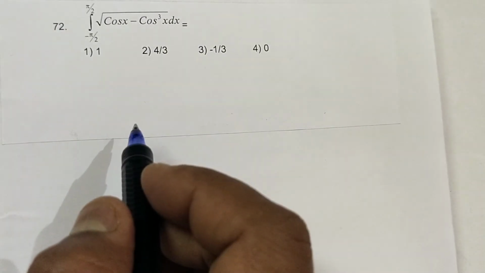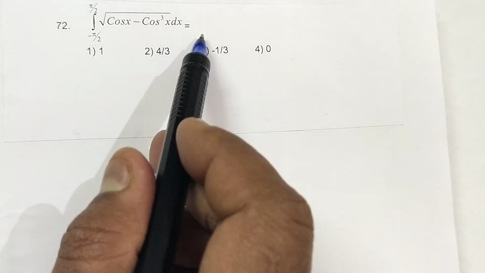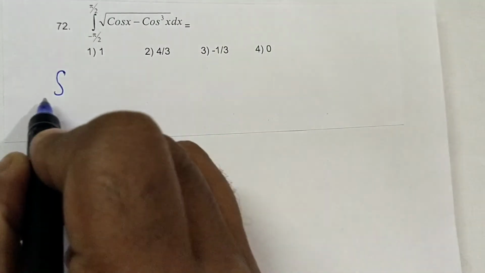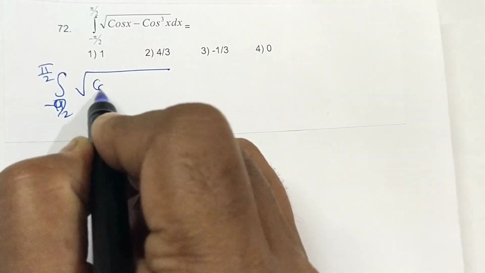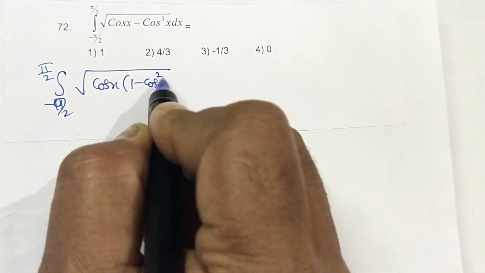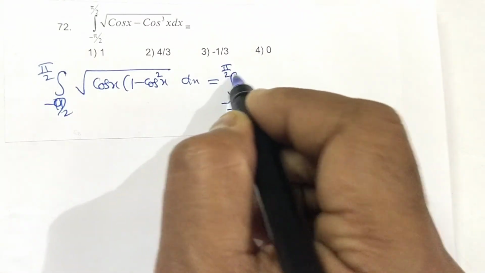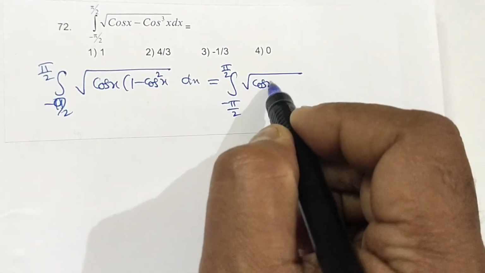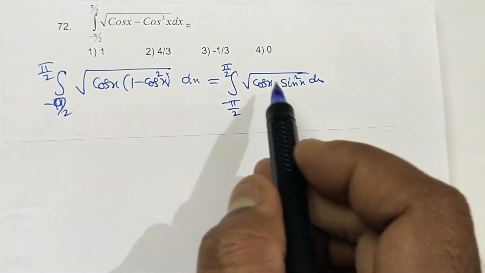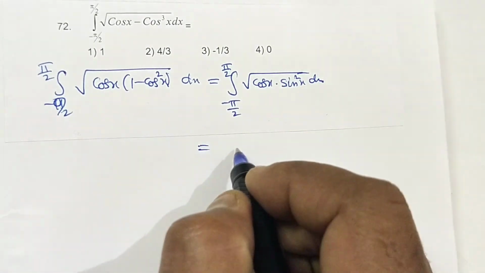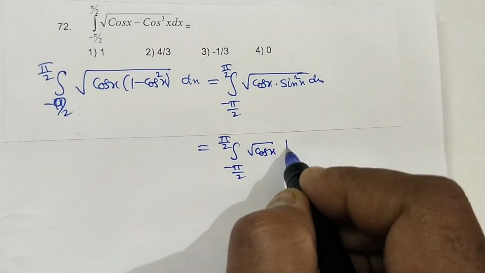The next question: integral minus pi by 2 to pi by 2 square root of cos x minus cos cube x into dx. So integral minus pi by 2 to pi by 2 square root of cos x, if you take common, 1 minus cos square x into dx. Integral minus pi by 2 to pi by 2 root cos x into sin square x into dx. Root sin square x means mod sin x will come. So minus pi by 2 to pi by 2 root cos x into mod sin x.